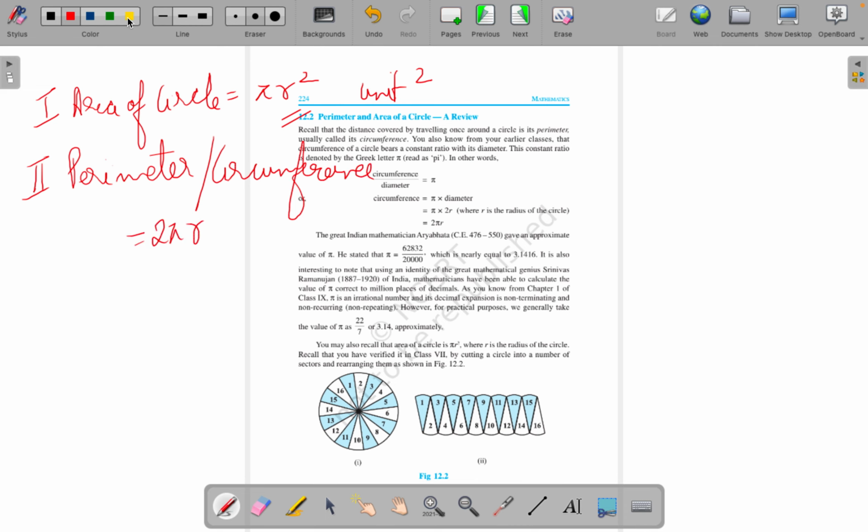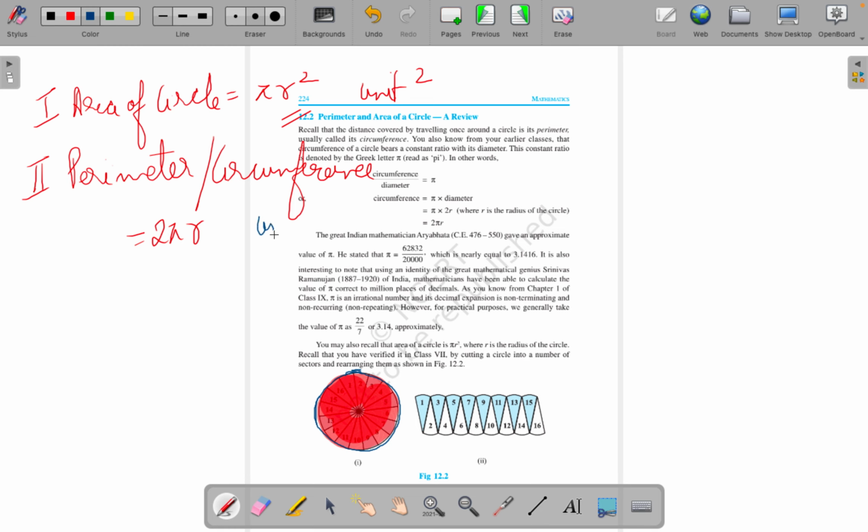Now when I talk about the area of the circle, I am talking about this total part which is there inside. But when I'm talking about the perimeter, I am only talking about the length of the outside path. Suppose you have a circular garden and you're walking on the path, right? That is what we are talking about, circumference or the perimeter.